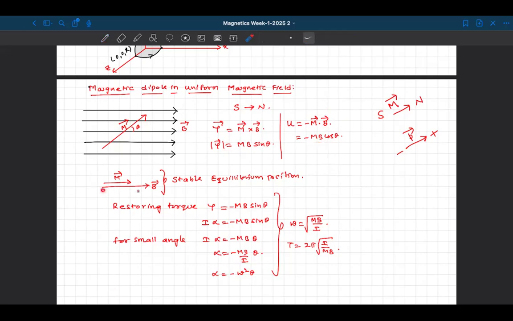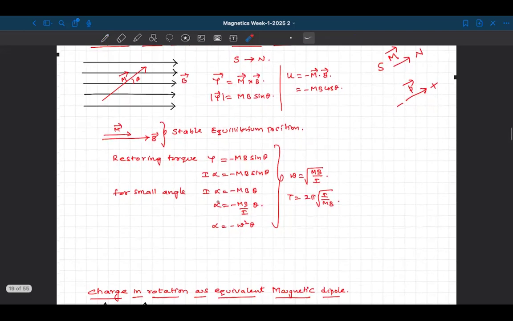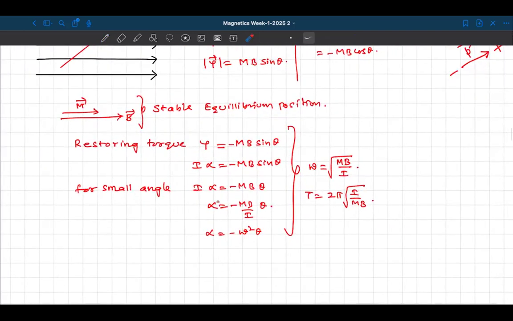If the electric field and dipole are along the same direction, that is called stable equilibrium state. Here also, magnetic field and magnetic dipole along same direction means it is stable equilibrium state. You disturb from here, it will do small oscillations. If the oscillations are very small, it will execute SHM also. So what is the restoring torque? Minus MB sin theta. So I alpha is minus MB sin theta. The angle is small, so I alpha is minus MB theta. Alpha is minus MB by I theta. That is the condition of angular SHM.